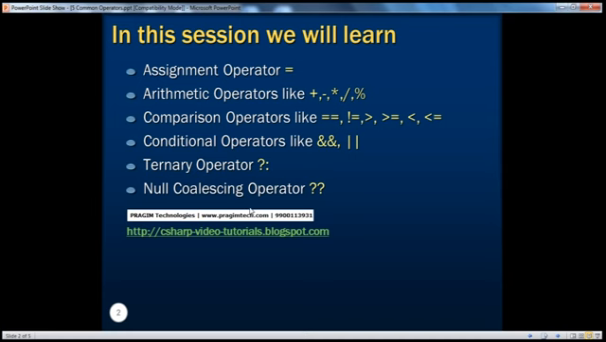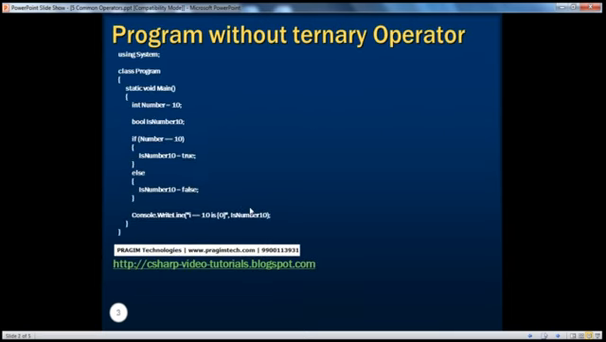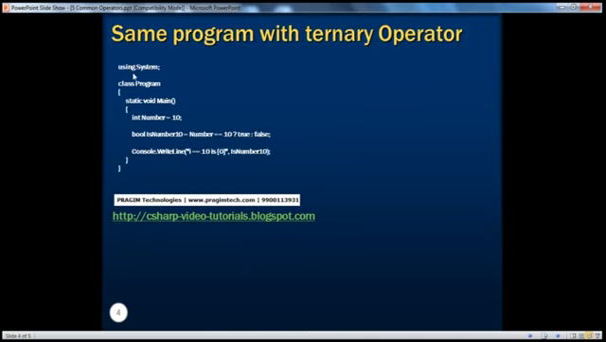Null coalescing operator, we will talk about this in a later session when we actually talk about nullable data types in C#. So we need to understand nullable data types, and then we will talk about the null coalescing operator. And we have seen this example in a demo: without the ternary operator we have to have so many lines of code, but with the ternary operator the program size is relatively much smaller.